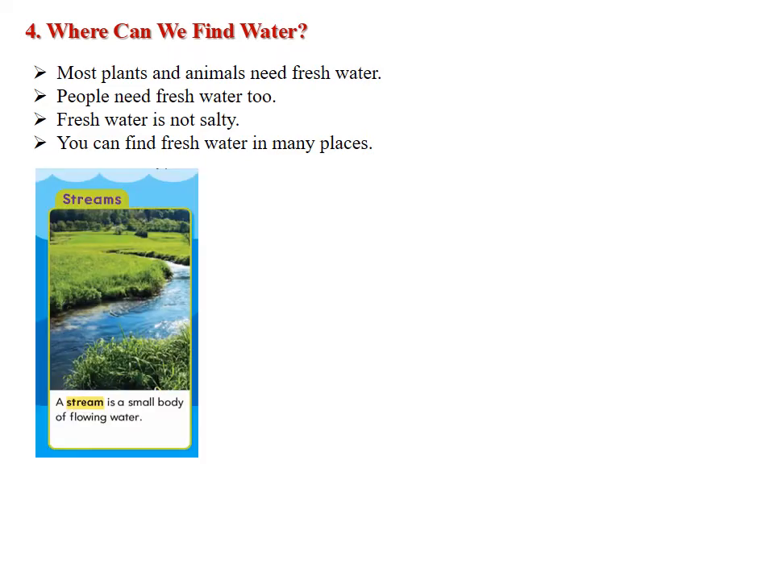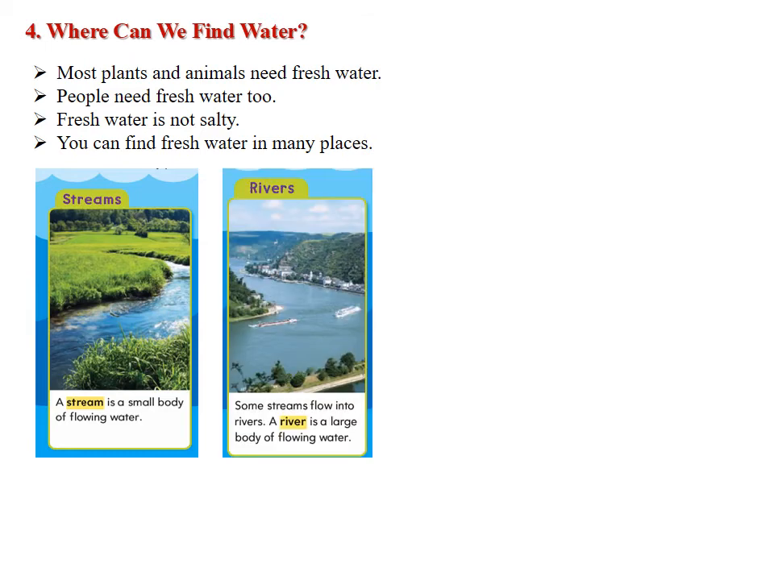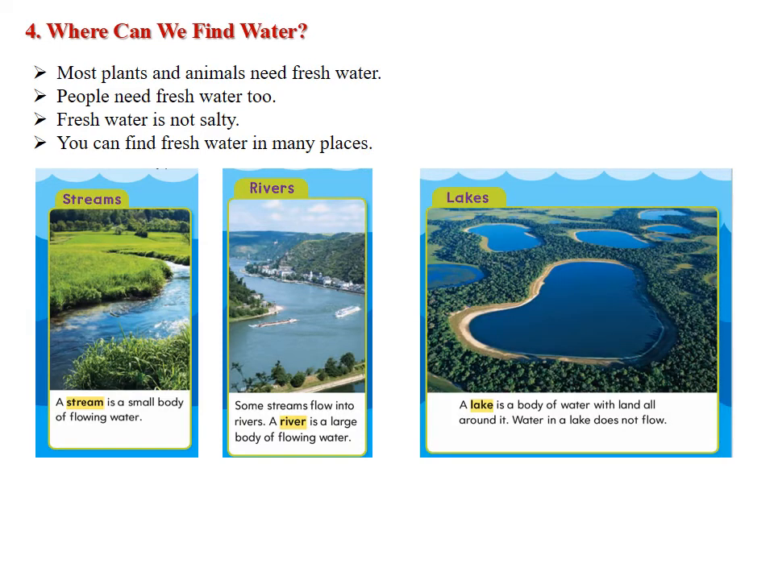Water can be found in streams. A stream is a small body of flowing water. We can find water in rivers. Some streams flow into rivers. A river is a large body of flowing water. And finally, water can be found in lakes. What is a lake? A lake is a body of water with land all around it. Water in a lake does not flow.